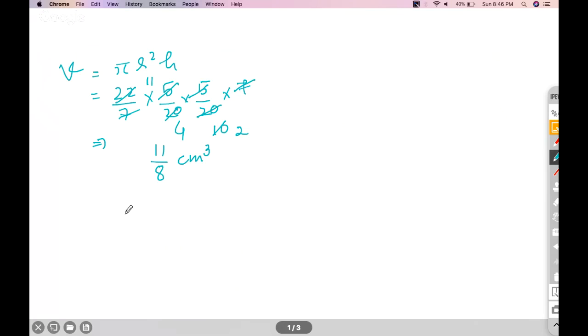So 11 by 8 centimeter cube is used for writing 300 words. So how many words would be written? 300 words. So for 1 centimeter cube, how much will I write? 1 centimeter cube is 300 divided by 11 by 8. So this comes out to be 300 into 8 by 11. And see, I'm not converting into decimal.